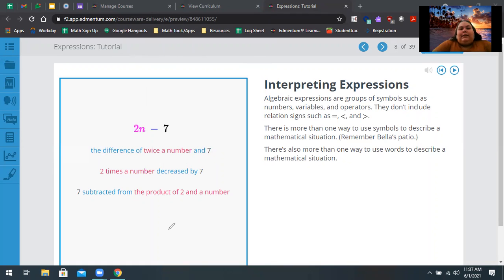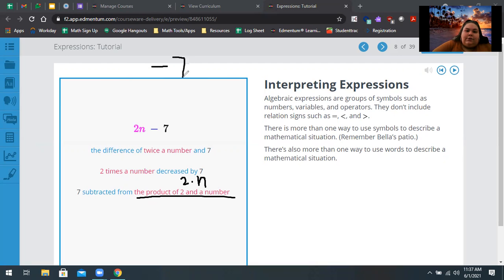With this one, you're going to swap it, because a common mistake here is that the 7 gets written down first. But remember, you're subtracting 7 from the product. The product is, again, multiplication, right, of 2 and a number, so that's your keyword for where your multiplication symbol should be. 2 times a number, so we have 2n. But remember, we have 7 subtracted from 2n.